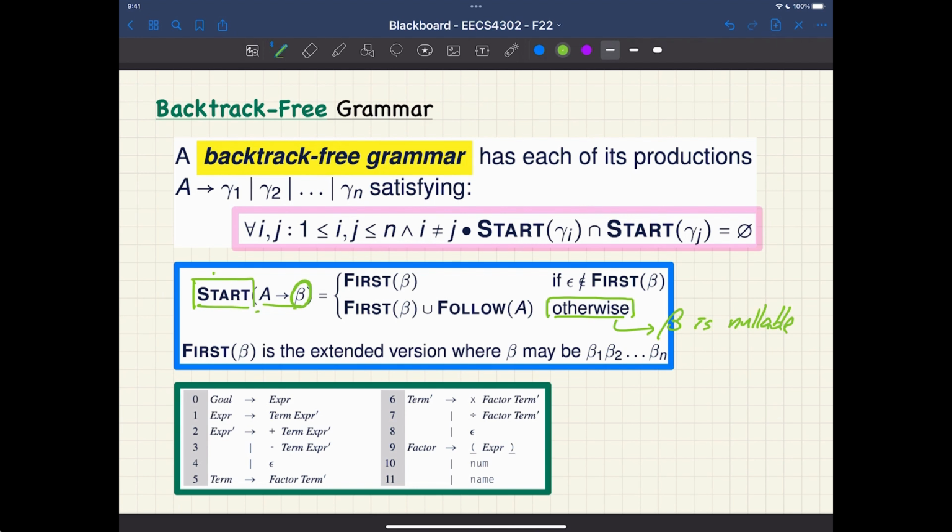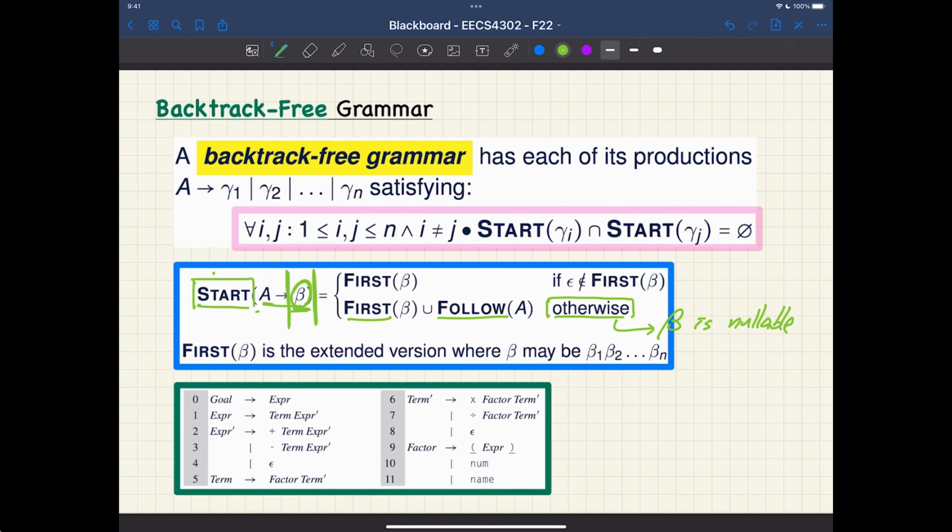If it is nullable, that means we should really look at the first of beta and also the follow of beta. Both. The first and the follow. Of course, the follow of beta will just be the follow of A, of course. Okay? That'll be the first case.